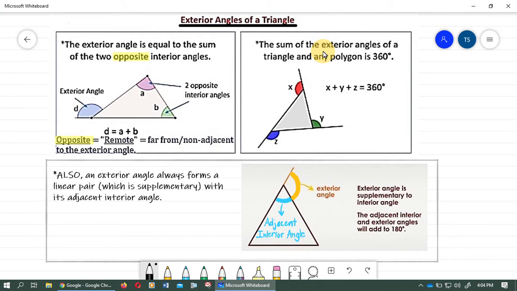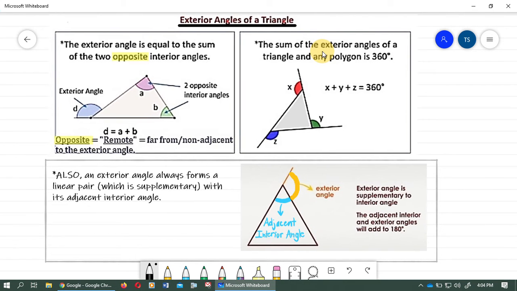The sum of the exterior angles of any polygon is going to be 360 degrees. So guys, when you take all of the exterior angles for any type of polygon, we know that the triangle just so happens to be the smallest type of polygon. But for any type of polygon, when you add up all of the exterior angle measures, it is going to be equal to 360 degrees.